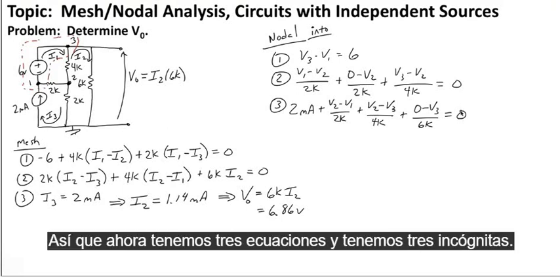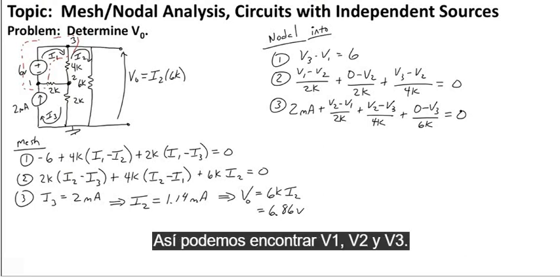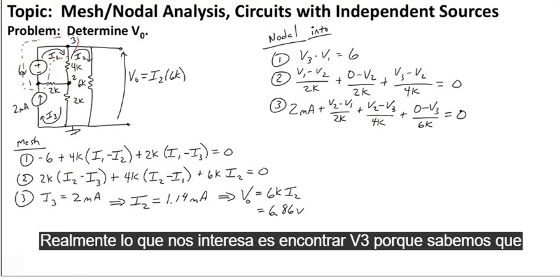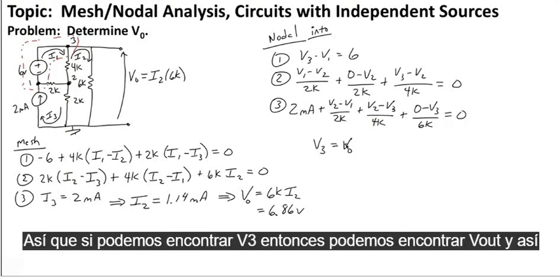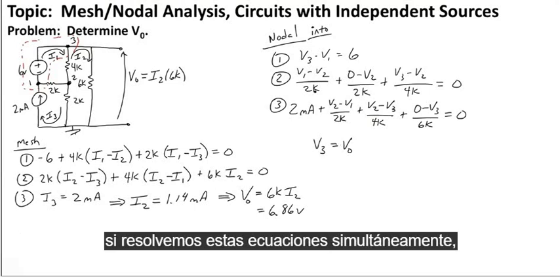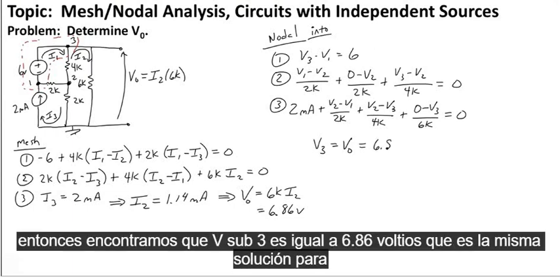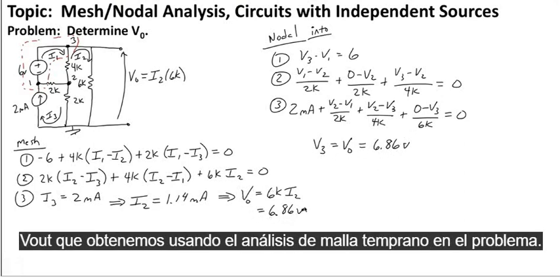So now we have 3 equations and we have 3 unknowns. So we can find V1, V2, and V3. Really what we're interested in is finding V3 because we know that V3 is equal to V out. So if we can find V3, then we can find V out. And so if we solve these equations simultaneously, then we find that V sub 3 is equal to 6.86 volts, which is the same solution for V out as we obtained using mesh analysis earlier in the problem.